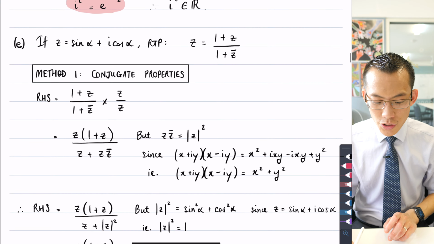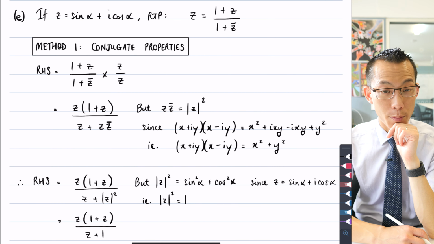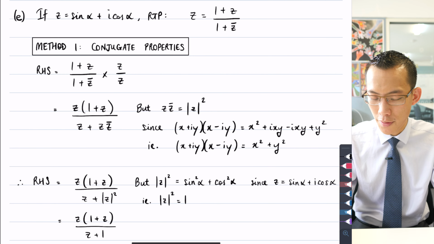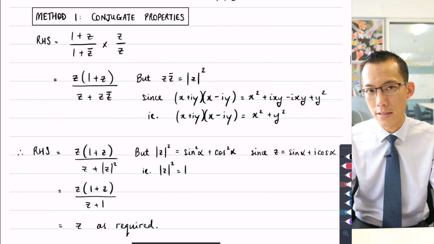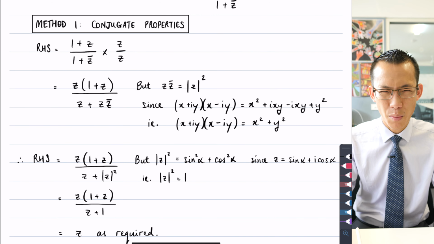Firstly, you can use some of your properties of the complex conjugates of complex numbers, but you do have to be careful when you use these results in a proof. The burden of proof is on you. You've really got to show why these things are true. So let's have a go at this using conjugate properties, which is probably the fastest way.